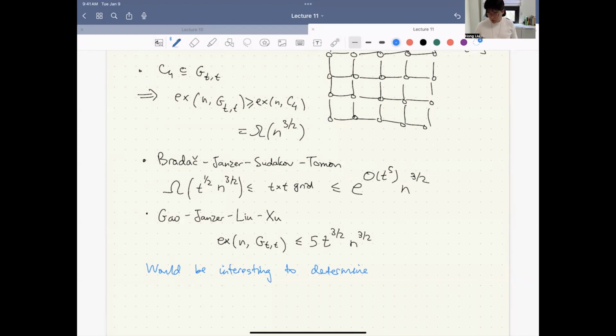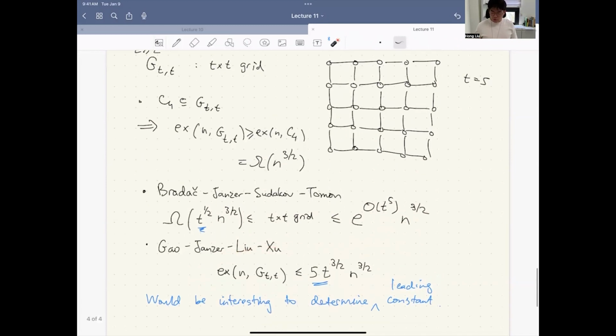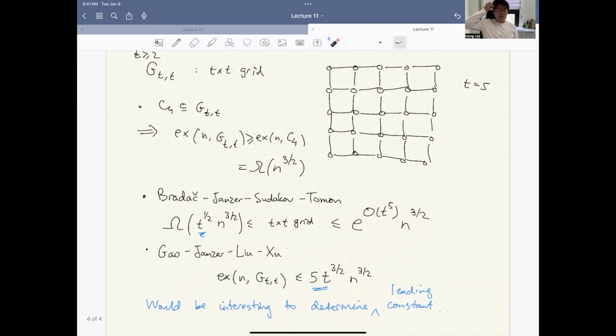What this function of t is constant, to determine the leading constants. So this is what we're going to prove. And how do we prove it? Let me first give you the idea.